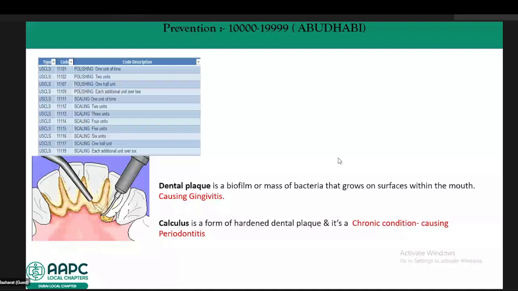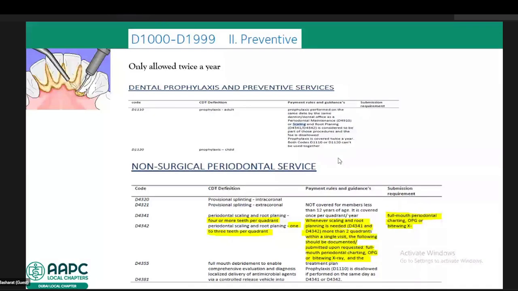Okay, so here is for Abu Dhabi. For Dubai, for American dental coding, we have different codes. If you see here, there are some guidelines again. They have a bundled code. If you see this one, periodontal scaling and root planing 4 or more teeth per quadrant. Periodontal scaling and root planing 1 to 3 teeth per quadrant.